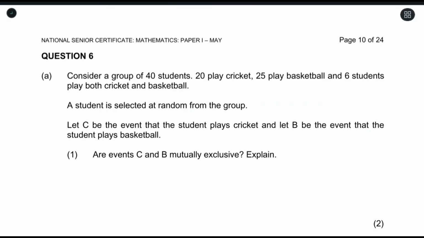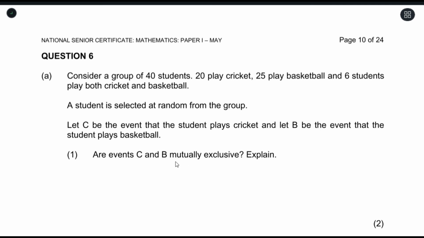On to the next one, question 6. This question says, consider a group of 40 students. 20 play cricket, 25 play basketball, 6 play both cricket and basketball. A student is selected at random from the group. Let C be the event that the student plays cricket, and let B be the event that the student plays basketball. Are the events C, which represents cricket, and B, which represents basketball, mutually exclusive?